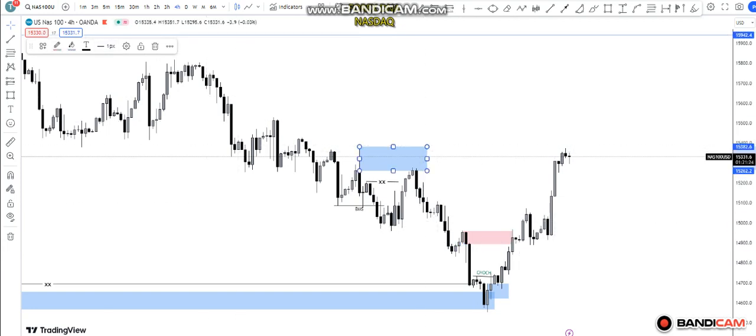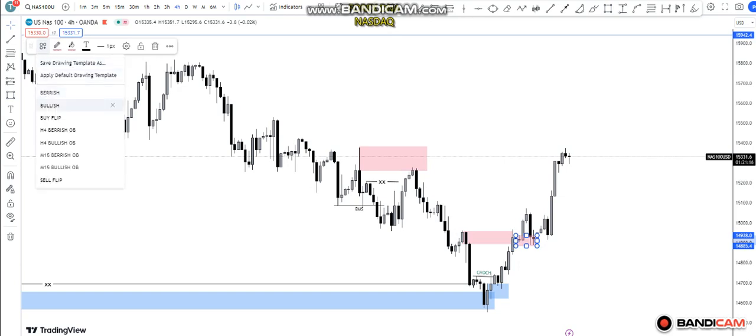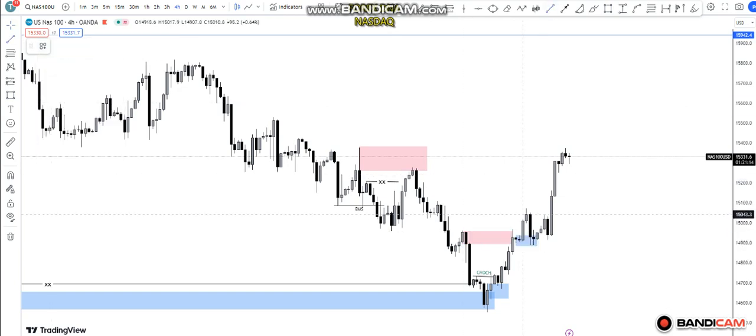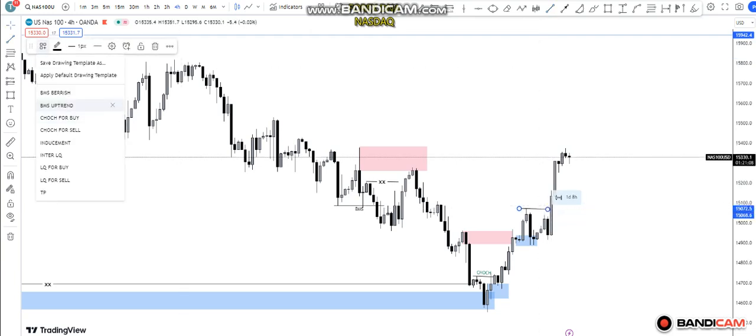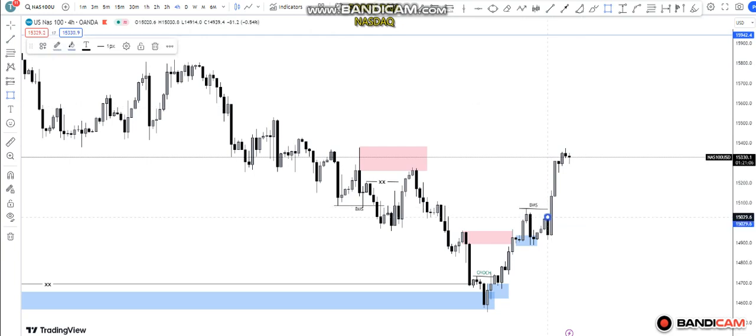Sorry, let me change the color of this one. I forgot. Okay, we have an order block somewhere here again for a buy. Then our turning point was supposed to be this one. It also broke this one, so which means we have the break. Then we're expecting the market to come back down to this point. So that's what I'm expecting on the Nasdaq, guys.